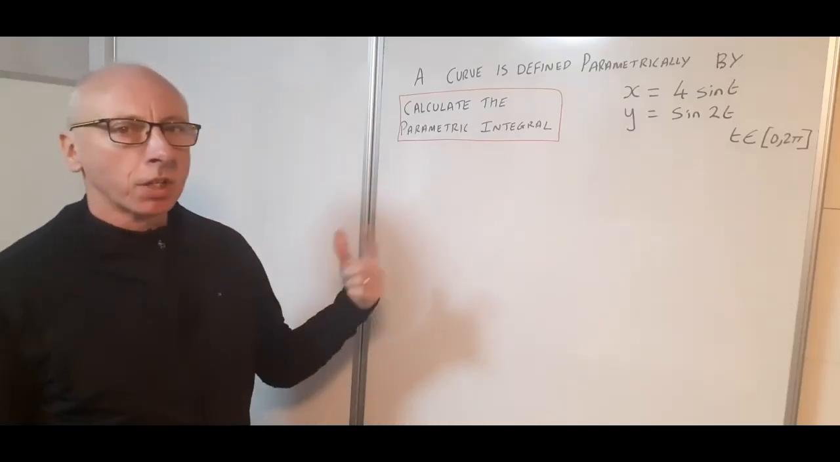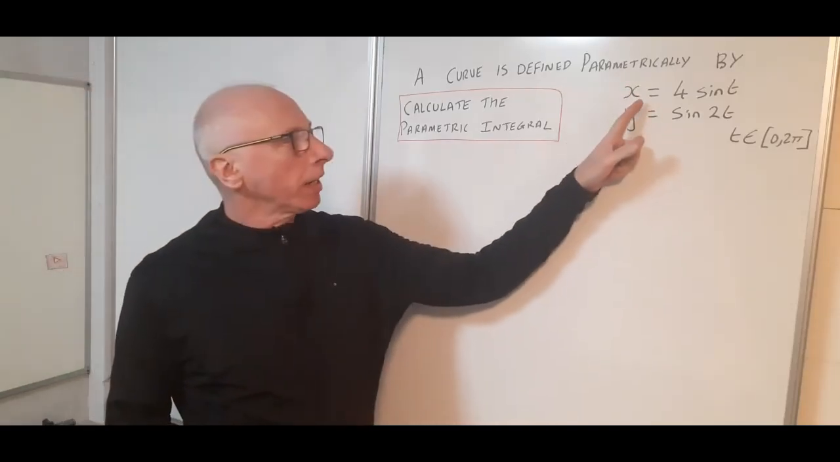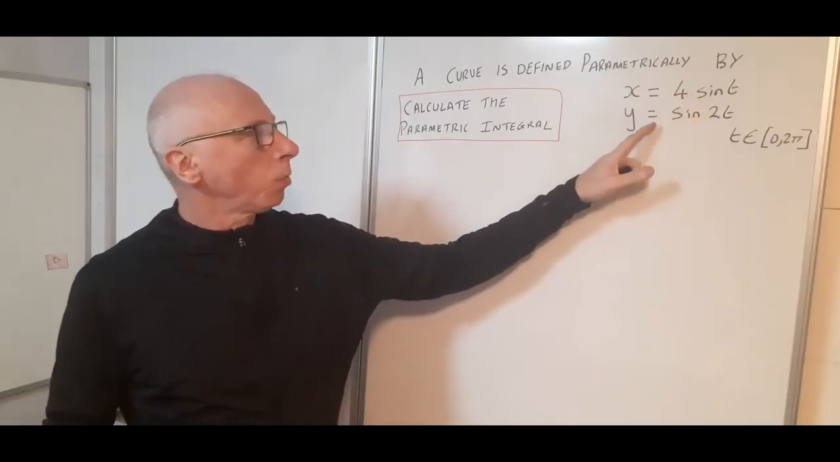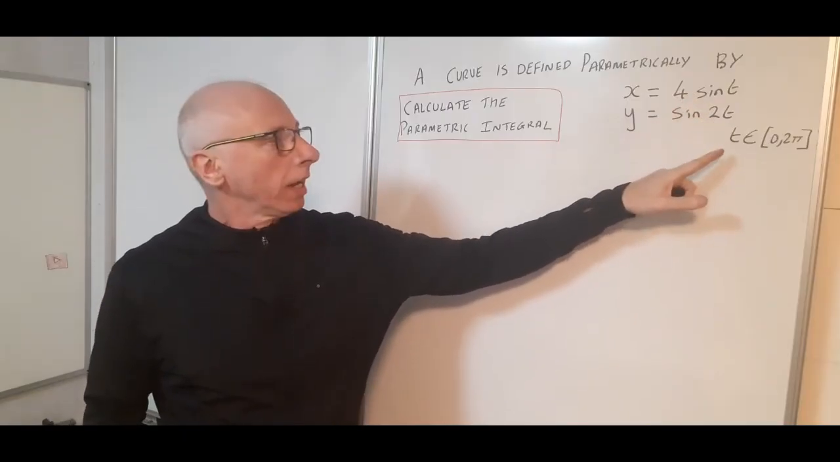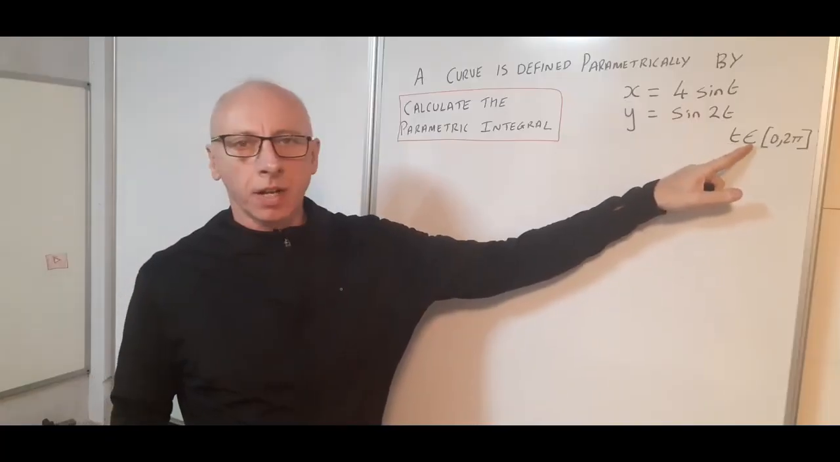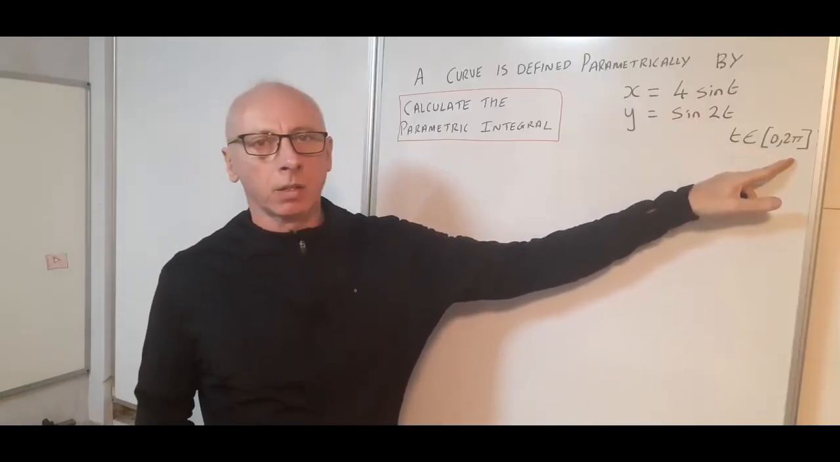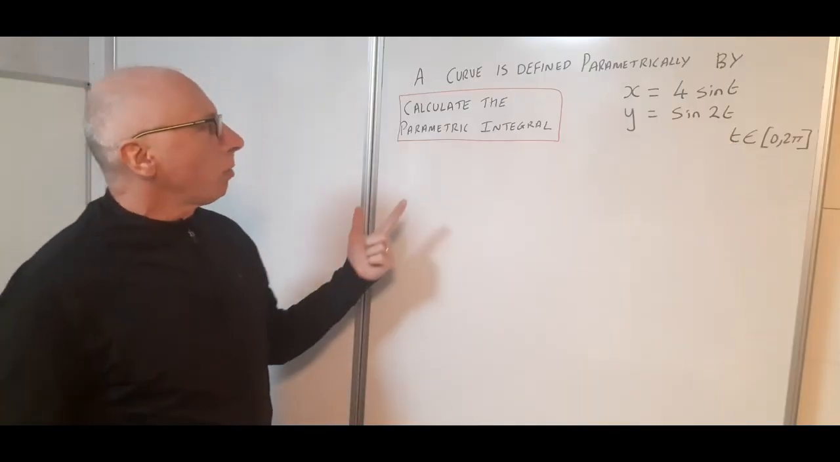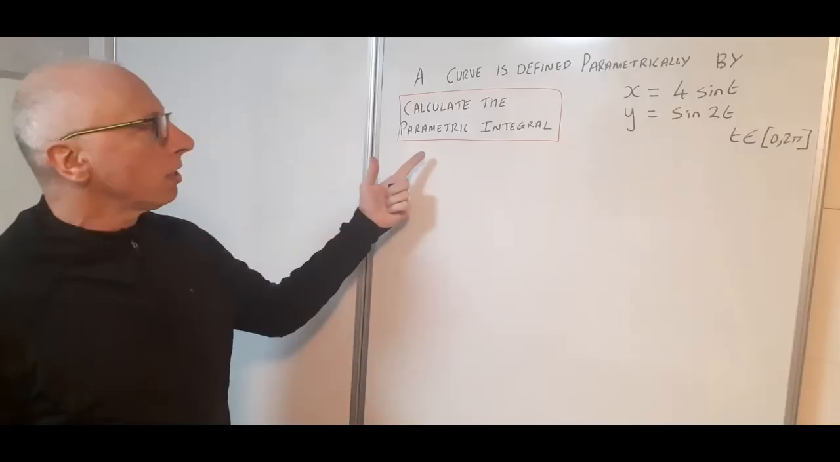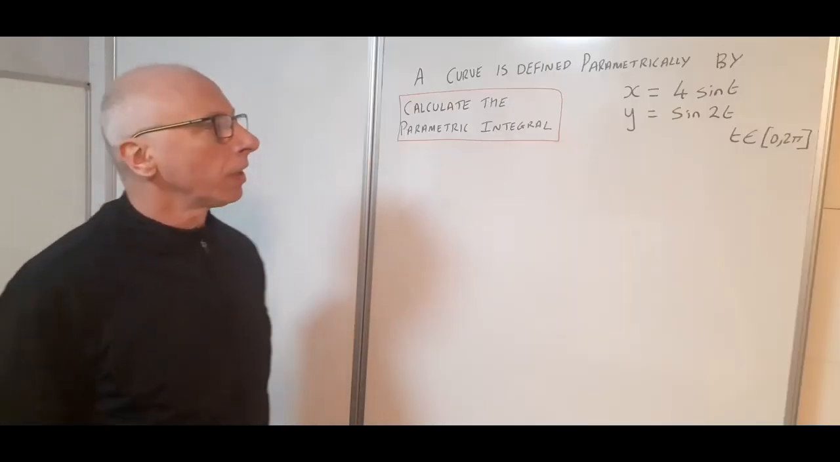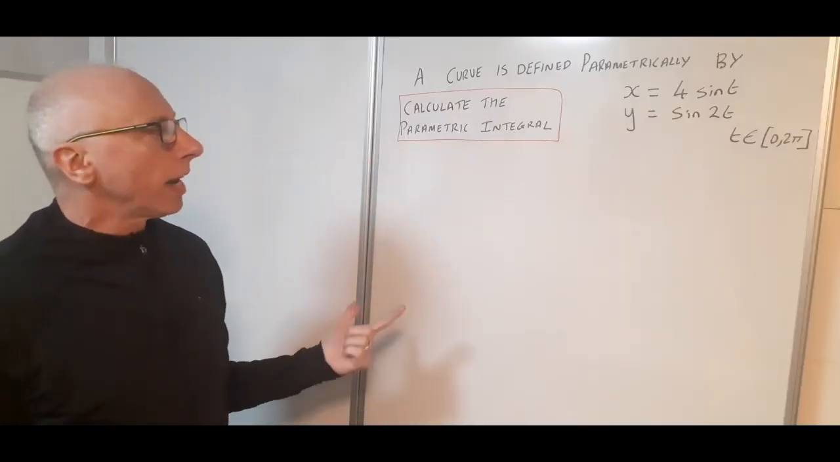So in this question here, we've got a curve defined parametrically by x equals 4 sine t and y equals sine of 2t, and t is defined from 0 to 2 pi inclusive. Now what we want to calculate is the parametric integral of this curve. So how are we going to do that?